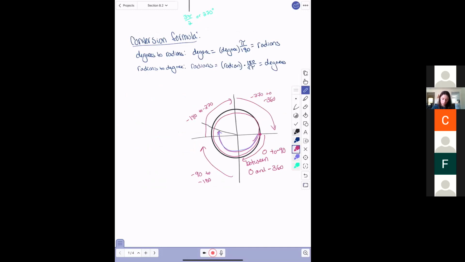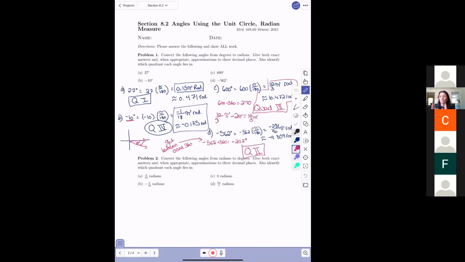Another thing that you can do, if the negatives and flipping it around kind of confuses you, you can certainly subtract or add 360 again, and then you'd end up with 158. And 158 is between 90 and 180, so we're still in quadrant 2. So whatever way works best for you. Any questions there?